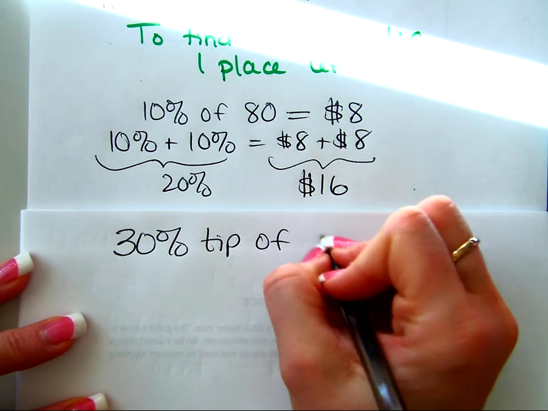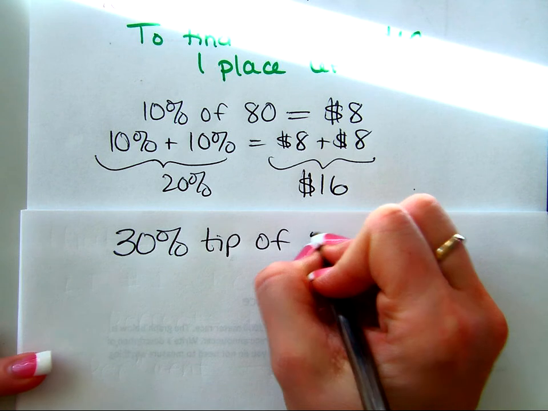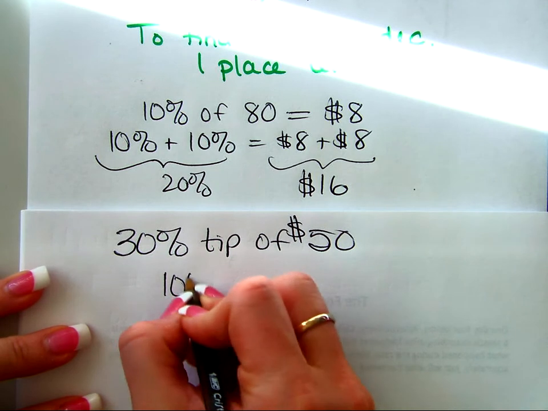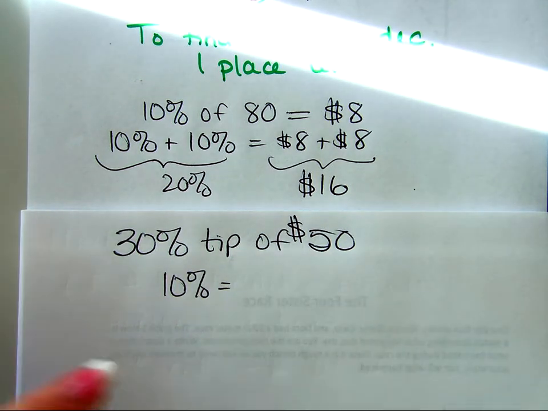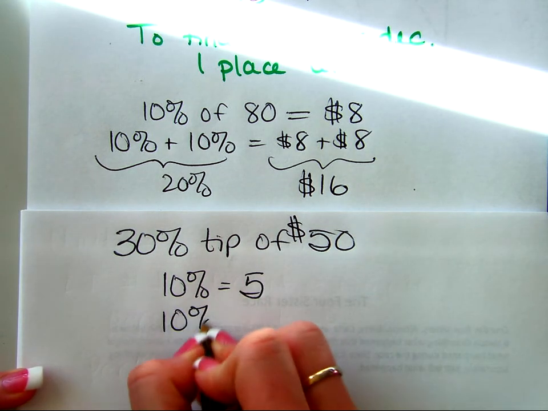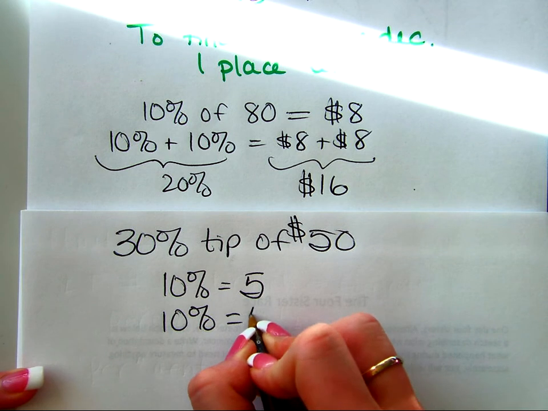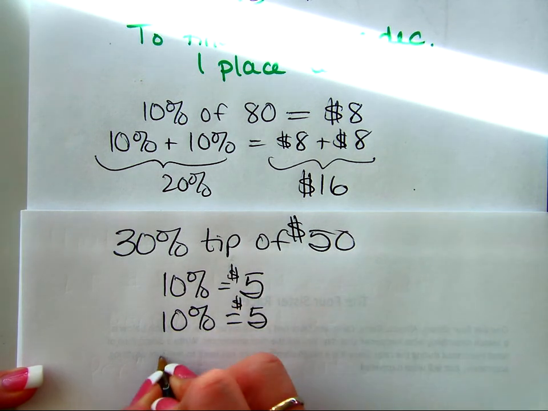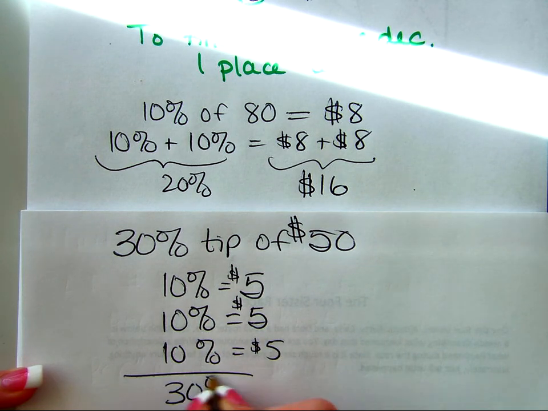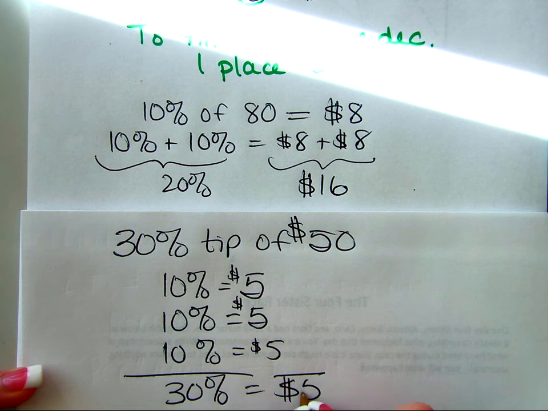And your bill comes to $50. So you want to figure out what 30% of 50 is. Let's start by finding 10%. 10% of 50 is 5. Then you need to leave them another 10%, which is another 5. And then another 10% because you want 30. So for 30%, that equals... Good, you got it.